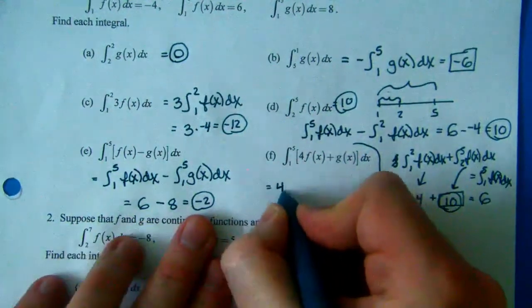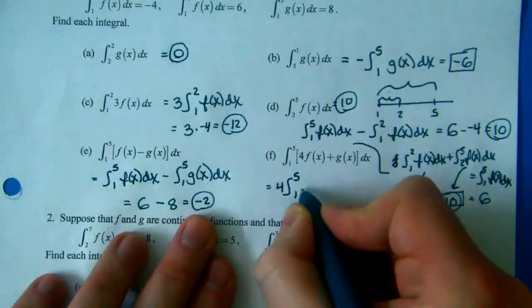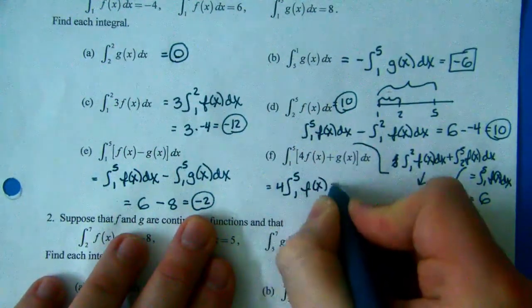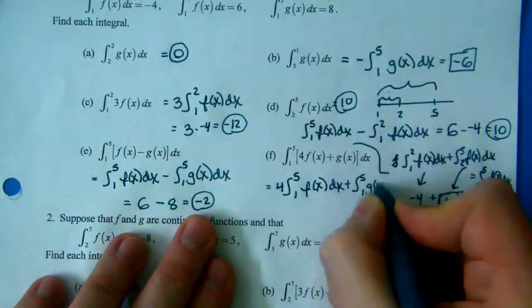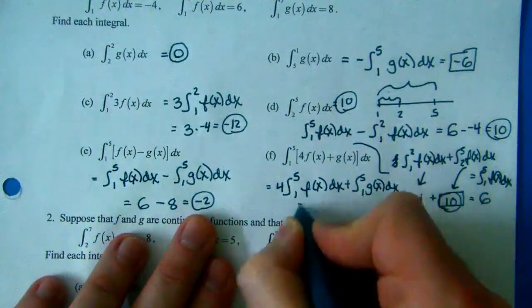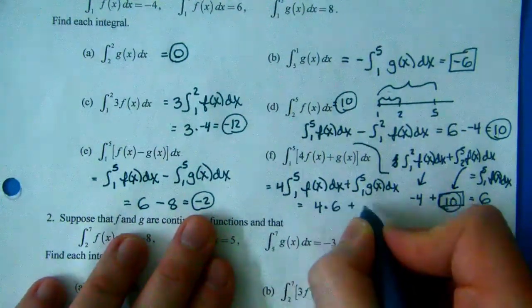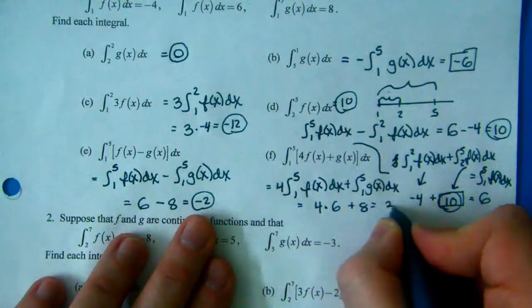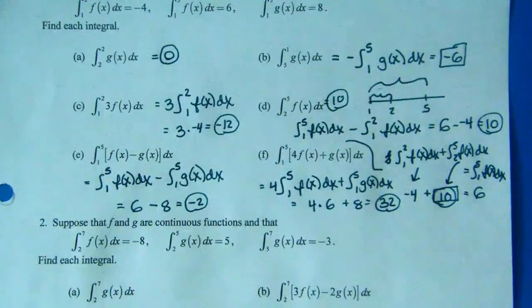Using my sum and difference property along with the constant property, I can write it like this: 4 times the integral from 1 to 5 of f of x dx plus the integral from 1 to 5 of g of x dx. This is 4 times 6 plus 8. 24 plus 8, you're going to get 32 out of that. Let's see if you can do a few more of these.